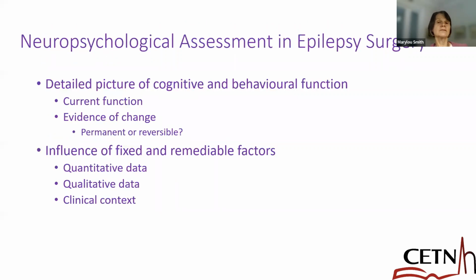Now let's go on to more specifics around epilepsy surgery. As I mentioned, we want to try to arrive at this detailed picture of the patient's cognitive and behavioral function. We want to know what their current function is, and we want to know whether or not there's been any evidence of change. Has this been a permanent pattern? Has it been something that fluctuates? Can we go back to think about those factors that influence neuropsychological assessment and decide if they are remedial, and if so, can we intervene on them perhaps before surgery?